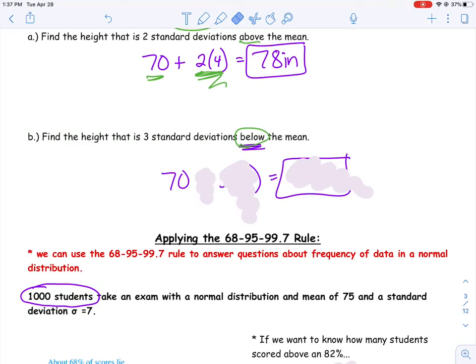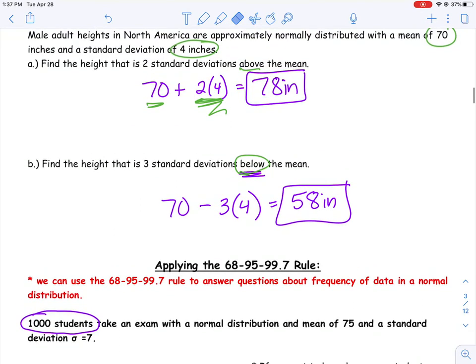We know we want to do 3 standard deviations, and if each one is worth 4, then we really have 12. But this time we want to be below the mean, so we want to make sure that we subtract. If we are 3 standard deviations below the mean, then that really means we're 58 inches tall. So we should be able to figure out heights if we know the mean and the standard deviation. We can kind of figure out where we're at on that bell curve.